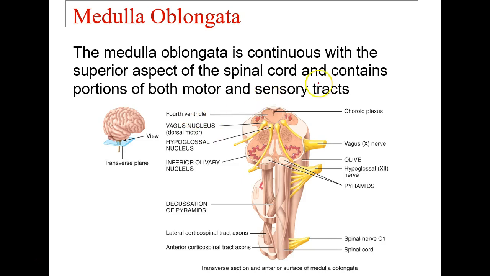The medulla oblongata is continuous with that spinal cord. One thing that sets it apart is going to be what's known as the decussation of pyramids. This is where tracts will cross from left to right and right to left. This is how the left side controls the right side of the body, and the right side controls the left side of the body.